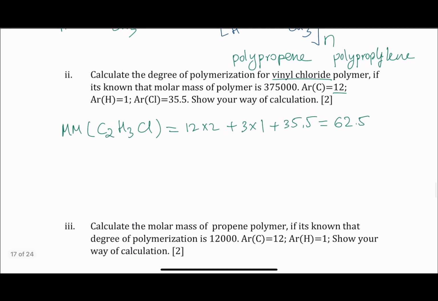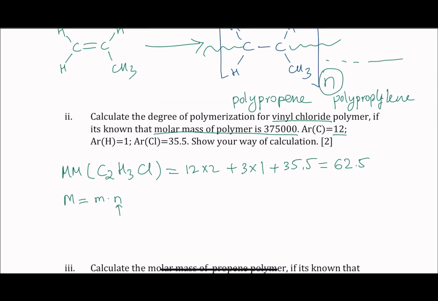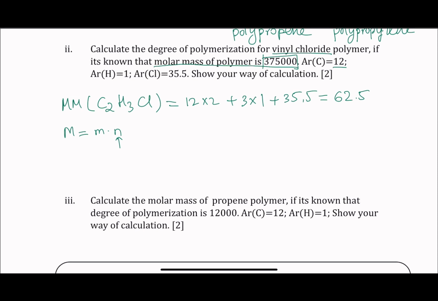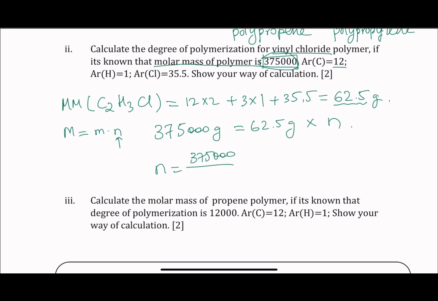And then if you pay attention, you would see the molar mass of the polymer is 375,000. So we had this equation, M equals M0 times n. n is the degree of polymerization. You see this n number means how many monomers are attached to each other so that they add up to this. So if one monomer is 62.5 grams, how many do I need in order to get 375,000 grams? This would be 62.5 grams multiplied by n, and n is 375,000 divided by 62.5, which is 6,000, your degree of polymerization.